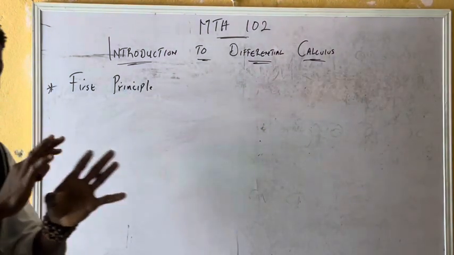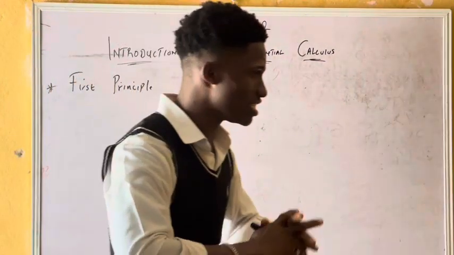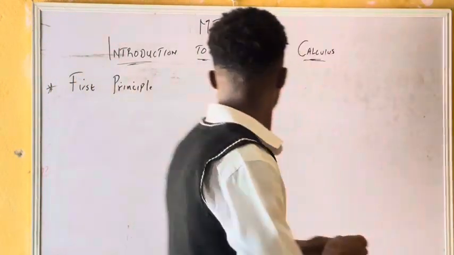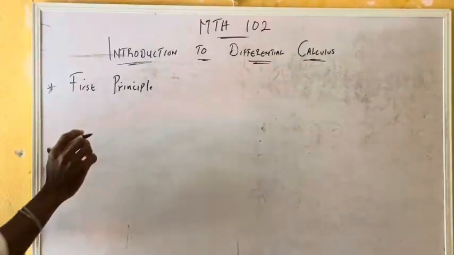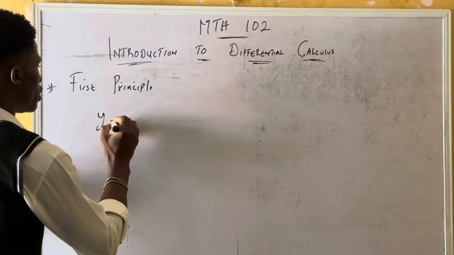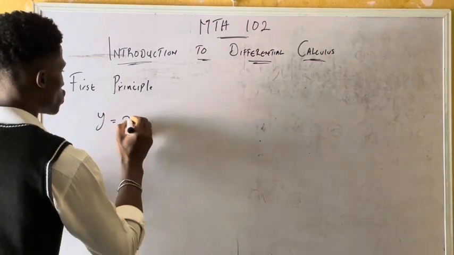Now I'm going to teach you what the first principle is. It's very easy and very, very simple. Let's take, for example, this expression. Let's say y equals 2x.